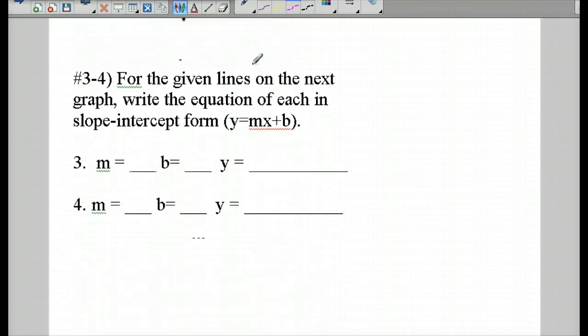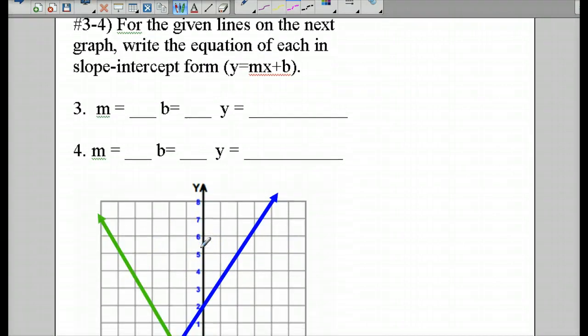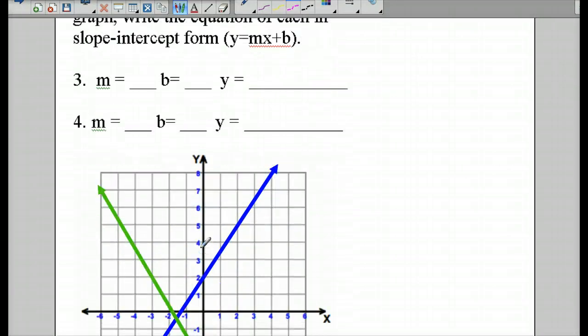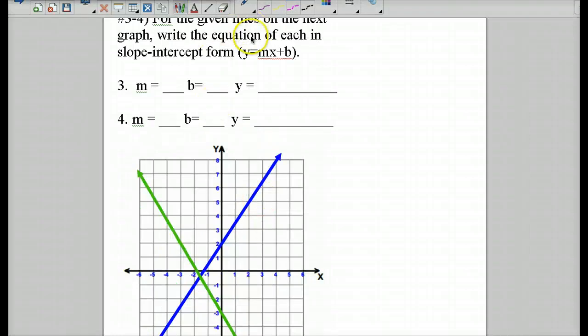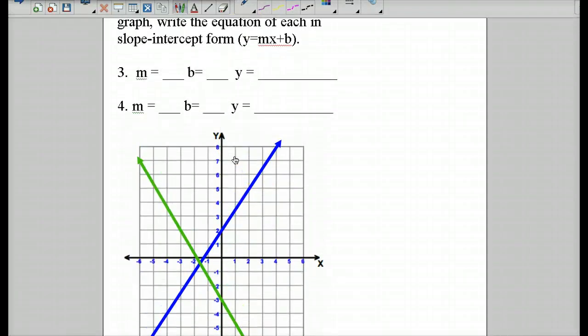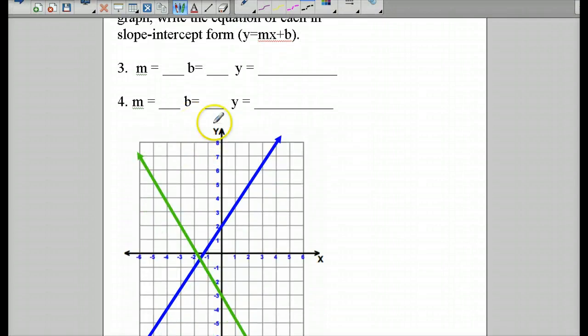Alright, for numbers 3 and 4, we're going to use these lines down here and write the equation of each line in slope-intercept form, which is y equals mx plus b. So I zoomed out a little bit. So number 3 is this blue line here. So we look at the blue line. What is our rise over run? What's our m? Remember, m is slope, which would make b our y-intercept.